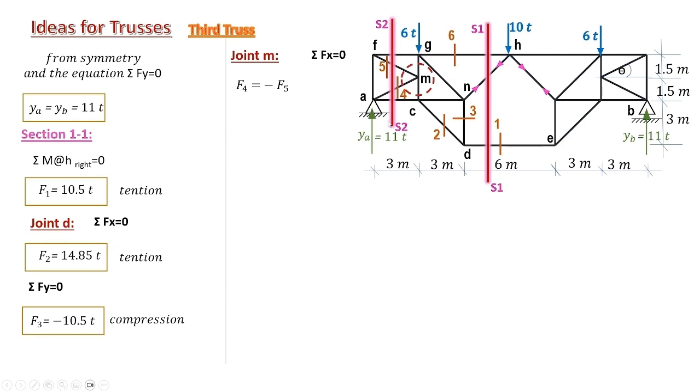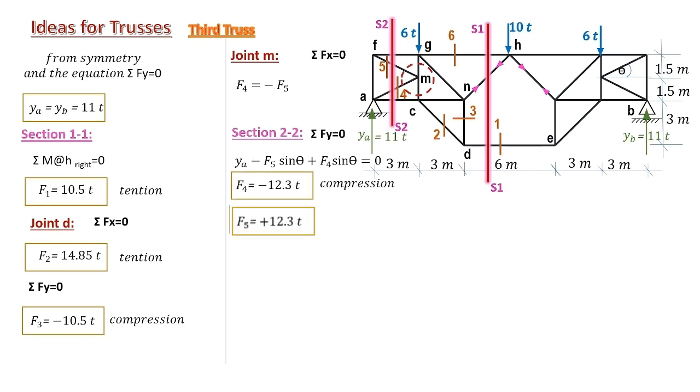We consider the section S2, S2 to get another equation considering the unknowns members 4 and 5. This is taken by considering equilibrium in the Y direction. We have our second equation in 4 and 5. We solve those two equations together and we get the values of the internal forces in members 4 and 5. Of course, tan theta here equals 0.5.